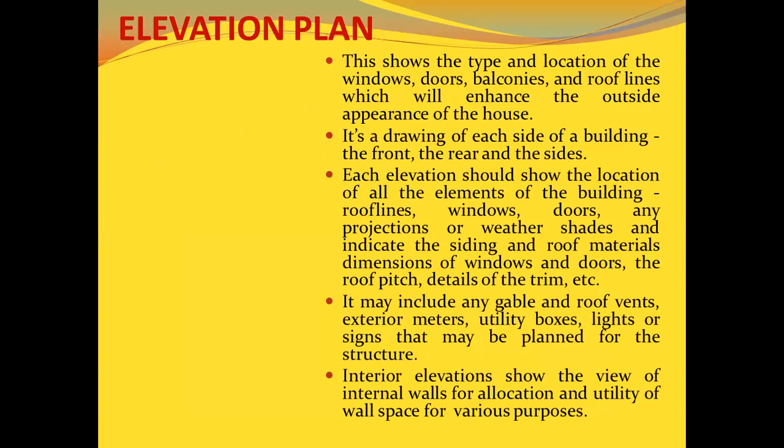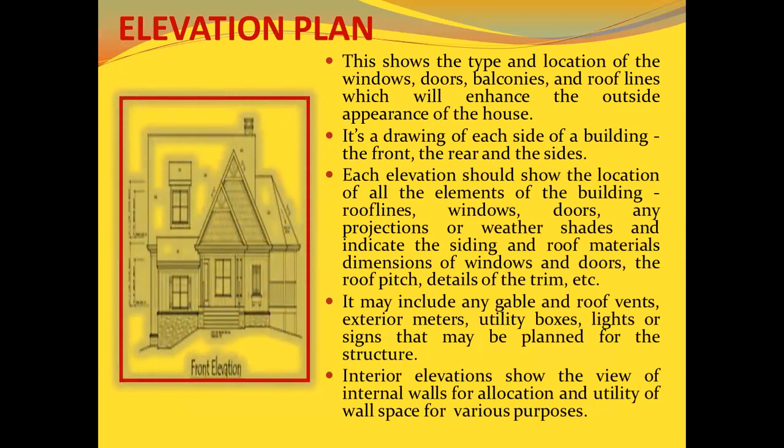And next we have the elevation plan. This shows the location of windows, doors, balcony, and roof line, which enhance the outside appearance. It is a drawing of each side of a building from the front, rear, and the sides. Each elevation should show the location of all elements of the building: roof line, windows, doors, any projection or weather shade, indicate the siding or roof material, dimensions of windows, doors, etc.